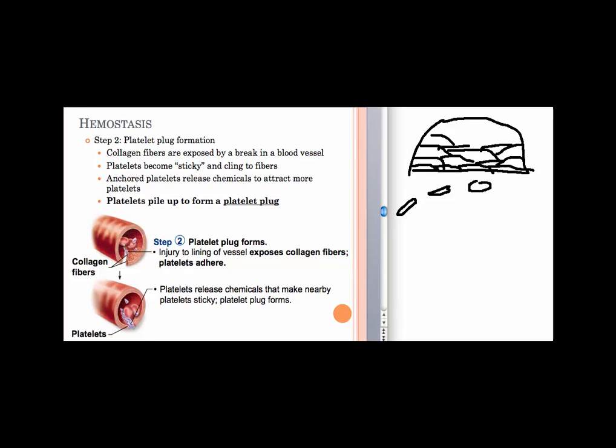The second thing we have here is platelet plug formation. Here, as we have exposed collagen fibers, they have sticky ends.